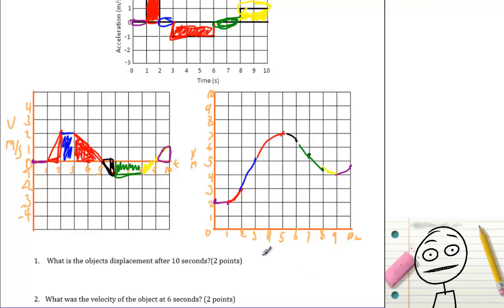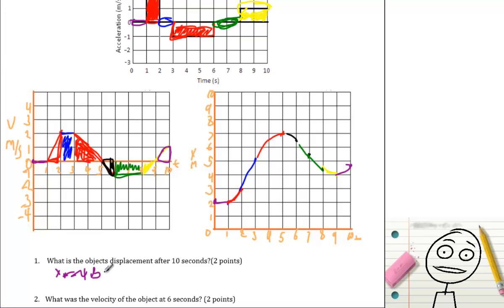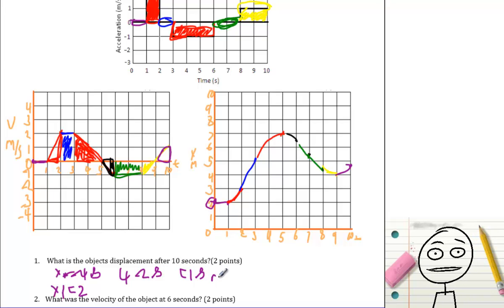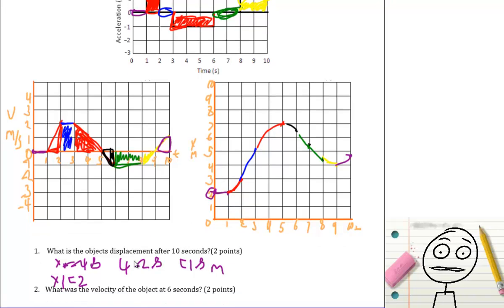So number 1, what is the object's displacement after 10 seconds? Well, if we come over to our graph and look, here it is. It's up here at 4.5 meters. So I know my final position is 4.5. I know my initial position was 2. So xi equals 2. 4.5 minus 2 is 2.5. That's really bad looking, but I'll go with it. 2.5 meters.